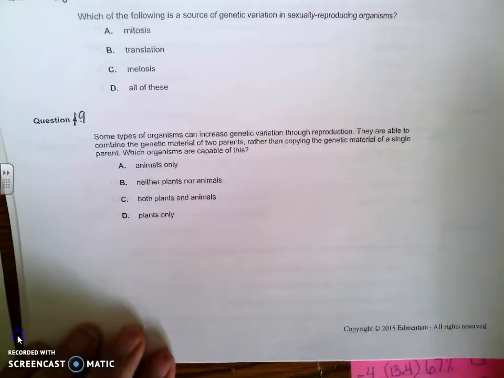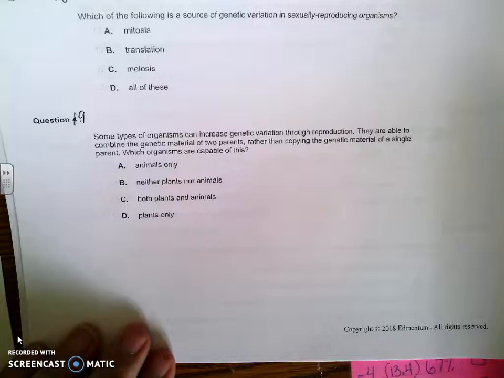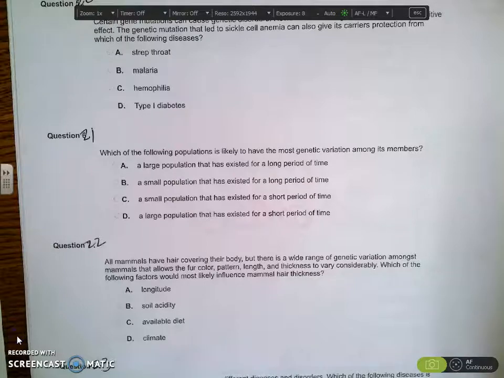Question 19. C. Both plants and animals are capable of sexual reproduction, which combines the genetic material of 2 parents, resulting in a genetically unique offspring. This type of reproduction helps increase the amount of genetic variation within a population with each passing generation.